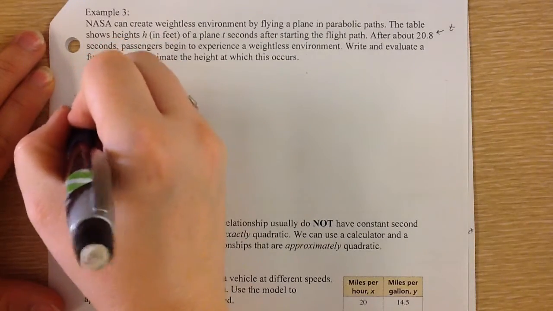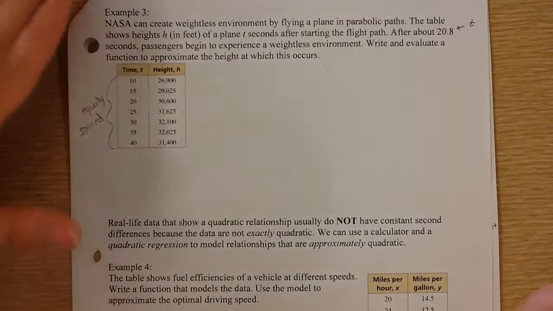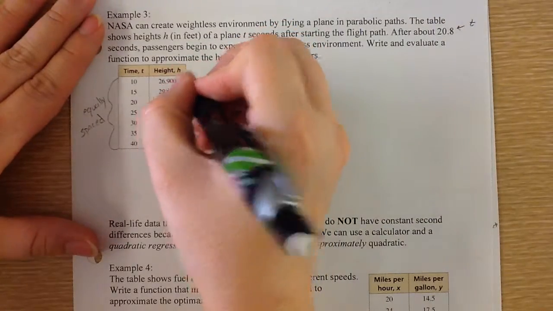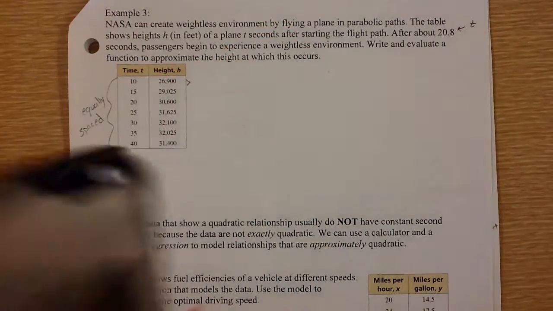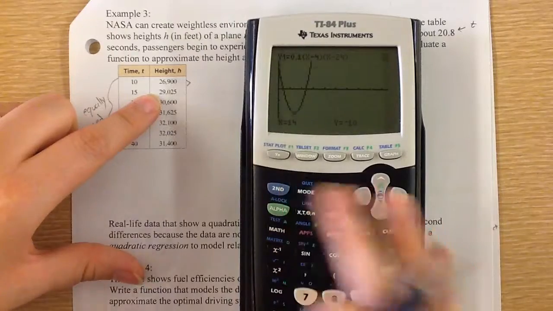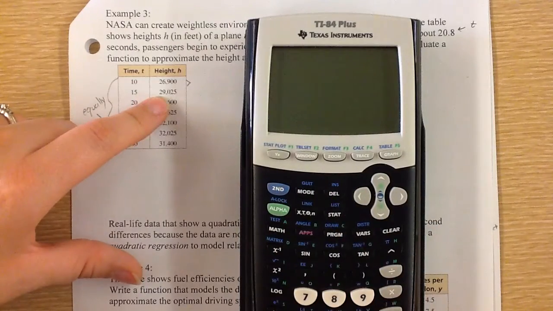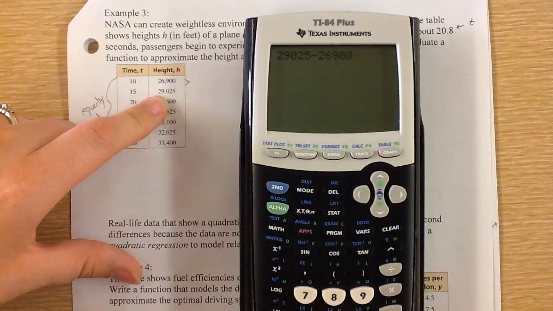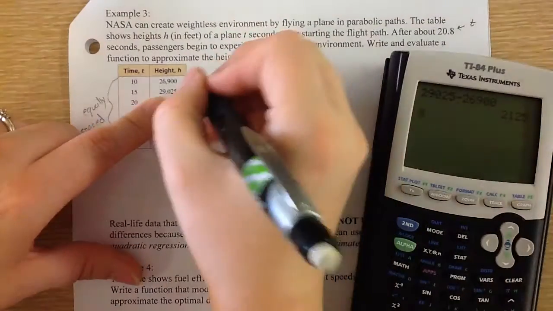So we're good to go on that. So they're equally spaced. So now let's go ahead and do some differences. The easiest way is to just do some subtracting. These are bigger numbers, so I'm going to use my calculator. 29,025 minus 26,900. We get 2,125.